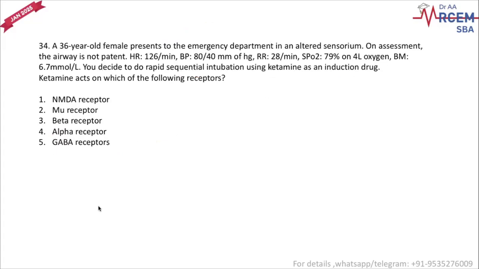Where does ketamine act? Ketamine acts on which receptor? They're asking. The answer is the NMDA receptor. Remember that ketamine acts on the NMDA receptor. Mu receptors are for opioid drugs.